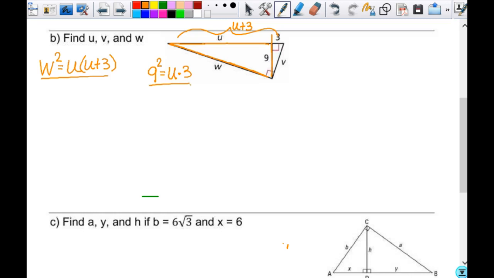Then I move on to the other leg over here. So the other leg is leg squared. That's equal to the piece of the hypotenuse that's attached to it, which is 3, times the whole thing, which is U plus 3. Everybody good with all that so far? Any questions about where anything came from? Ask me now if you're lost, because I don't want you to get more lost.